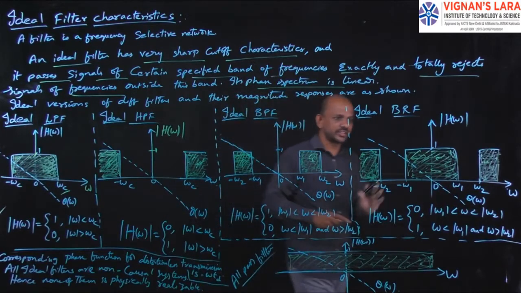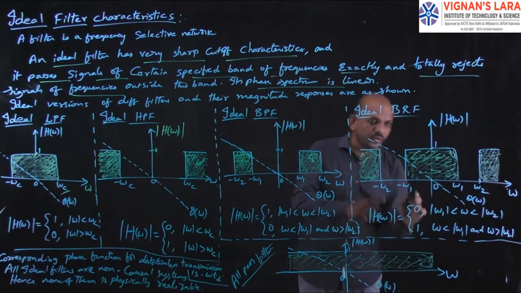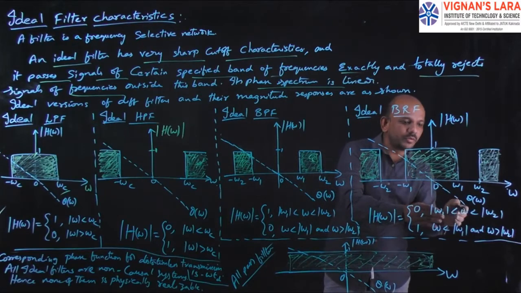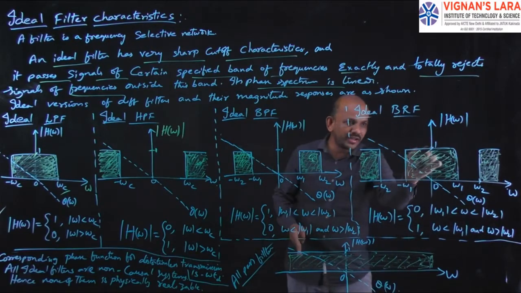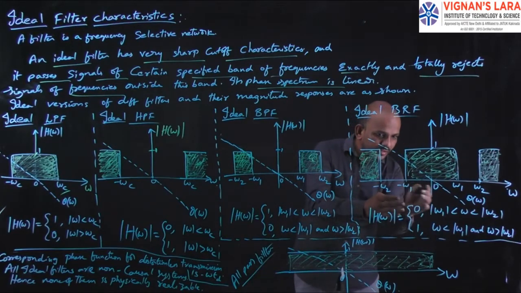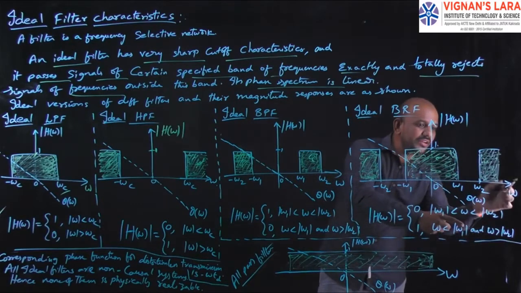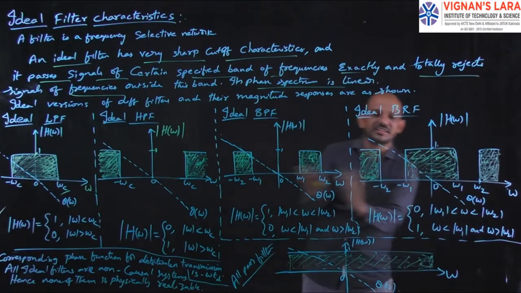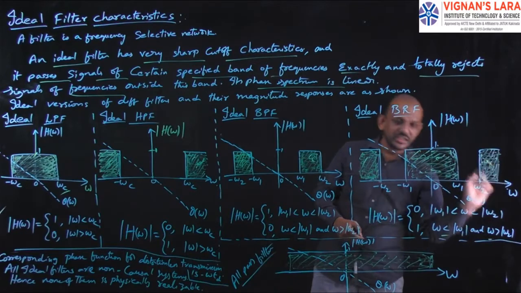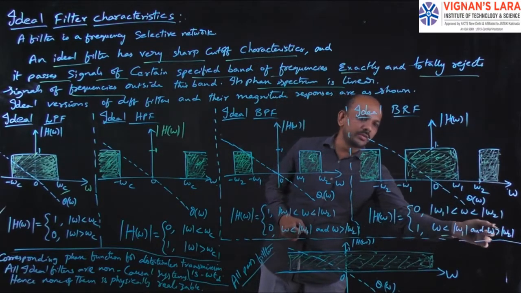Okay, band reject filter. And this band reject filter is specified by mod of H of omega equal to 0, where between these two, mod of omega 1 less than mod of omega less than mod of omega 2, and it will be equal to 1 for omega less than mod of omega 1, and omega greater than mod of omega 2. Mod of omega 2 means this one and this one. So in these two cases it is 1, and in this case also it is 1. So I will represent this with this one.